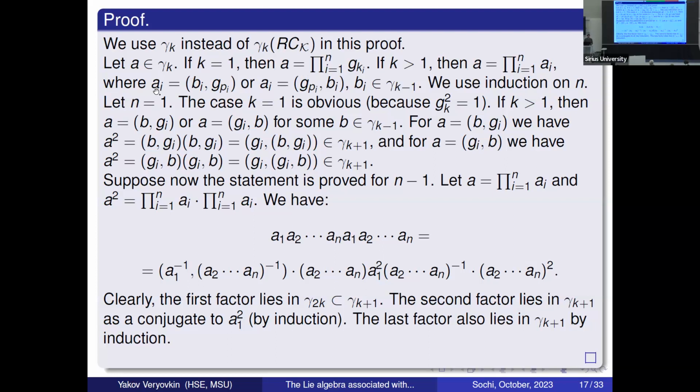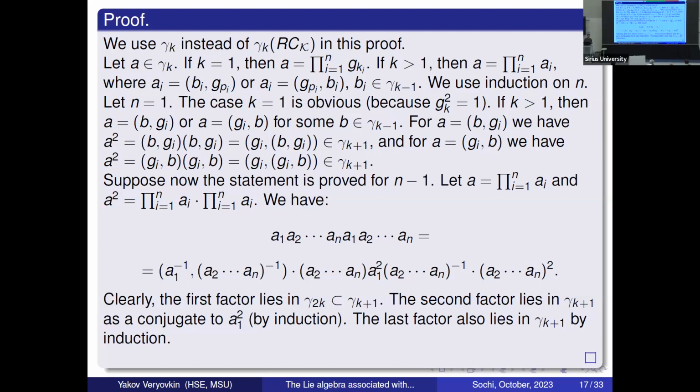Let n equals 1. The case k equals 1 is obvious because g_i to the power 2 is 1. And if k is more than 1, then A is the commutator of B and g_i, or of g_i and B, for some B from gamma_{k-1}. For the commutator of B and g_i, we have this formula and see that it is in gamma_{k+1}. And for the commutator of g_i and B, we have a square like this in gamma_{k+1}.